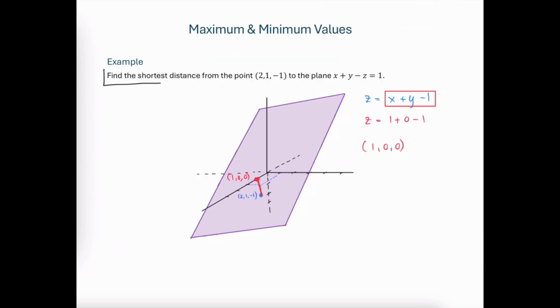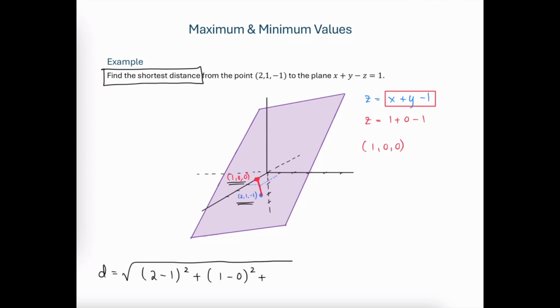But the direction said to find the shortest distance, so now we're looking for the distance between (2, 1, -1) and (1, 0, 0). Now this d is for the distance formula, and the formula goes x coordinate minus x coordinate quantity squared plus y coordinate minus y coordinate quantity squared plus z coordinate minus z coordinate quantity squared, and this calculates out to be the square root of 3. So the shortest distance between our point and the plane is the square root of 3.